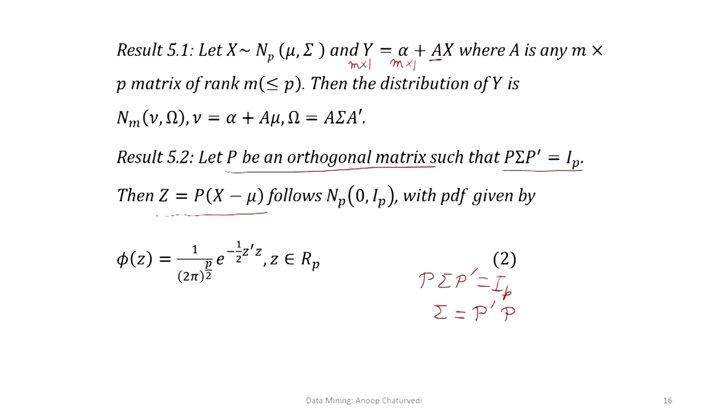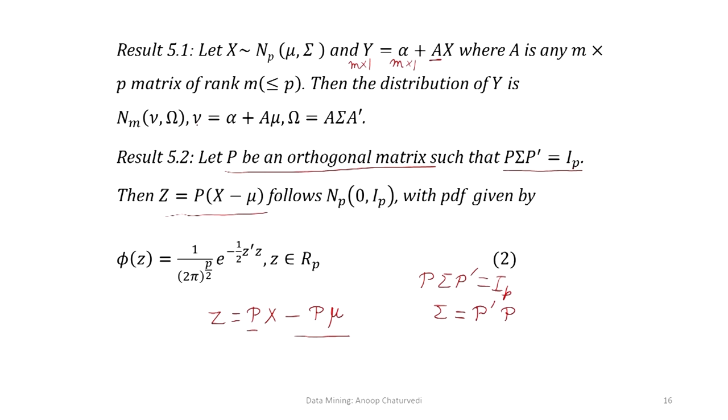You can easily prove this result by making use of result 5.1. Z is equal to Px minus P mu. So, you take alpha equal to minus P mu and A equal to P here, and then you apply this result.